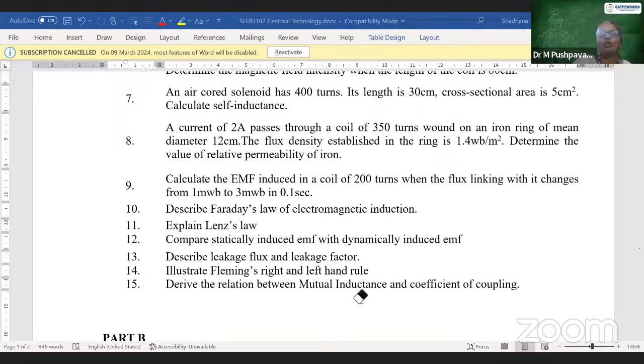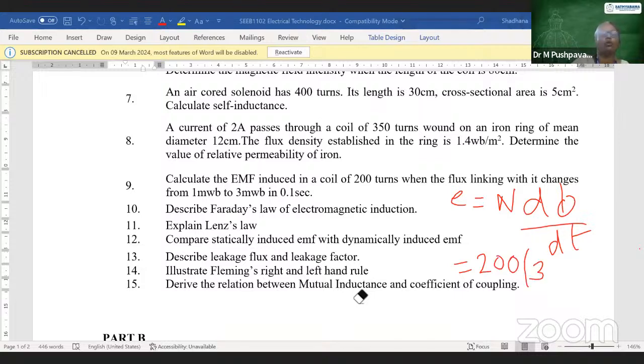We all know E is equal to N d phi by dt. N is 200. Rate of change of flux: 3 milliweber to 1 milliweber, or 1 milliweber to 3 milliweber. No? 1 milliweber minus 3 milliweber, divided by 0.1 second. Okay, what is the induced EMF?